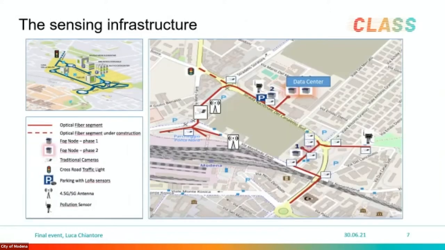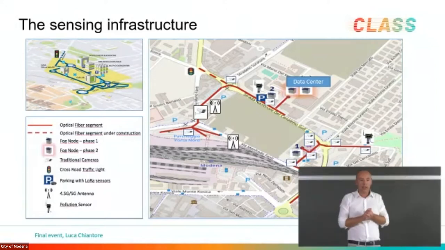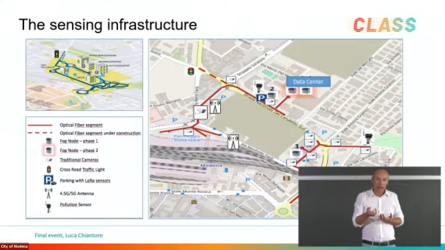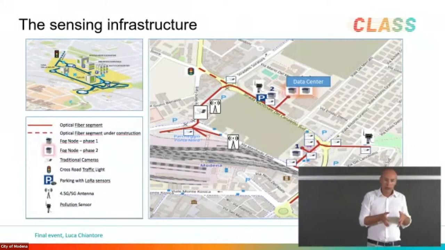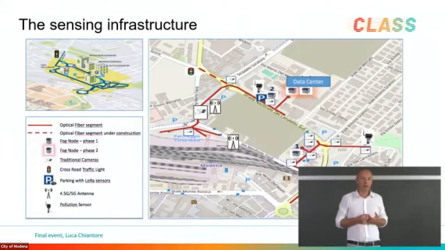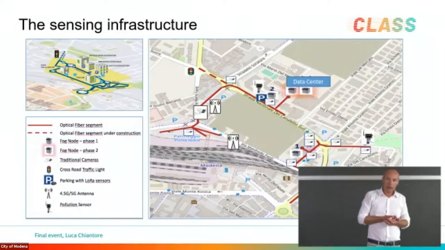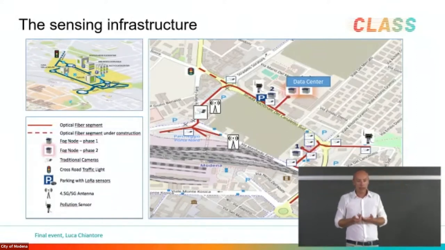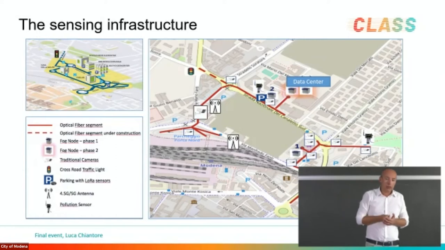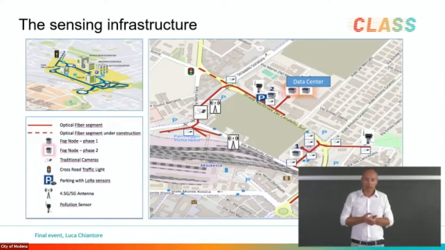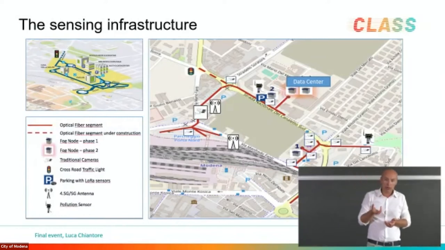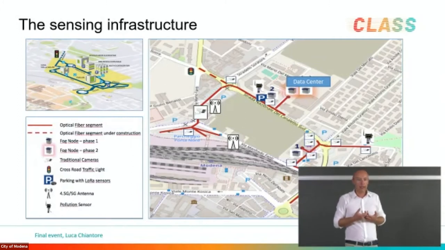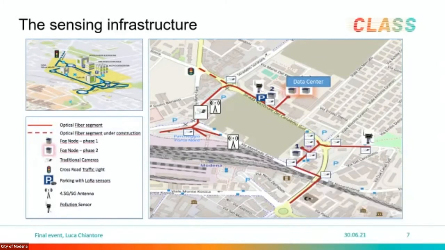Then we have a sensing infrastructure. In the map, you can see where the elements are. We have traditional cameras that use the edge node, named fog node, to extract information and value from images and give this data to the CLASS software architecture. Then we also have smart cameras. Smart cameras are cameras with a GPU on board, and they can compute information on board this device. And then we also have pollution sensors, parking sensors, and so on.